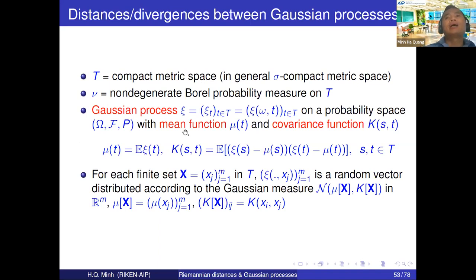The Gaussian process C_t, indexed by t, is a collection of random variables with mean function mu and covariance kernel k(x, t). The covariance is given by this formula, and mu(t) is given by the expectation of C_t. For each finite set x in T, we have a random vector C_{x_j} indexed by x_j. This is a random vector in R^n distributed according to a Gaussian measure, with this mean and covariance matrix K_x, which is just the Gram matrix defined on the set x.